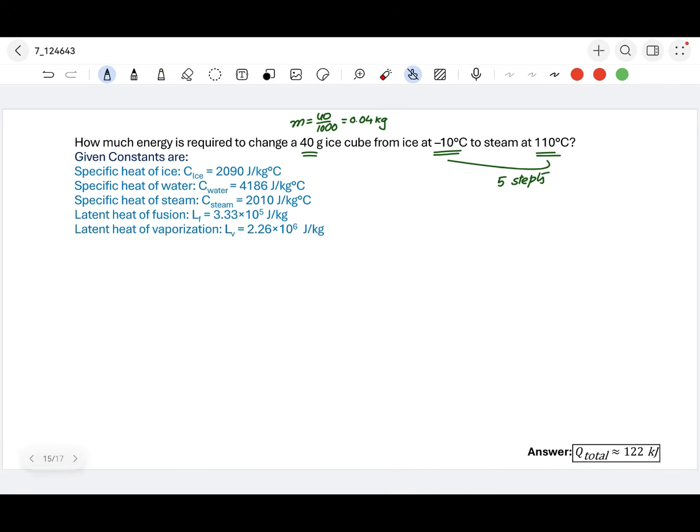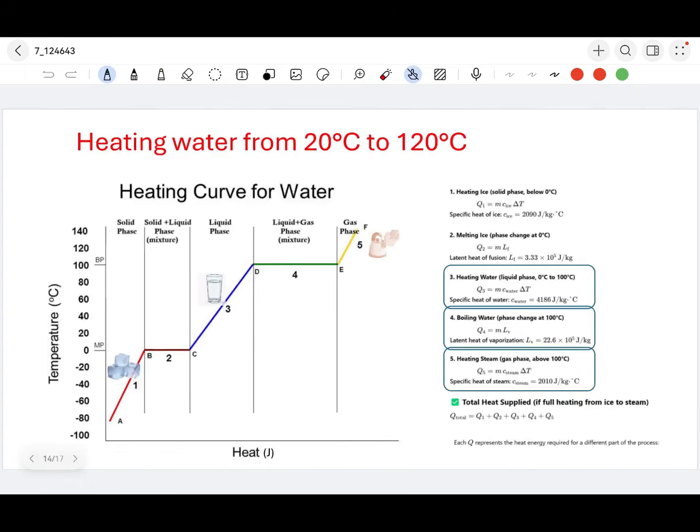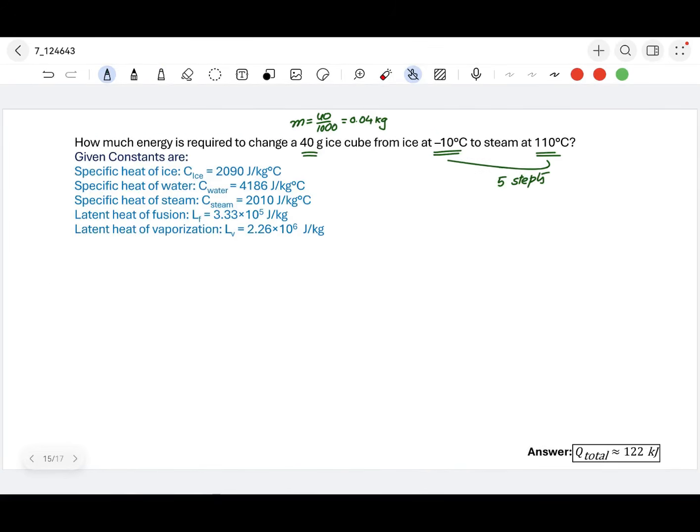So what are the steps? Heating the ice, melting the ice, the phase change, then heating the water, then phase change of water, then heating the steam. All the 5 steps, all the 5 formulas. Slowly one by one we will use. What is the first step? Heating the ice. The formula is Q1 equals mc delta T.